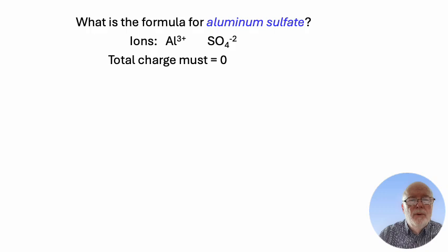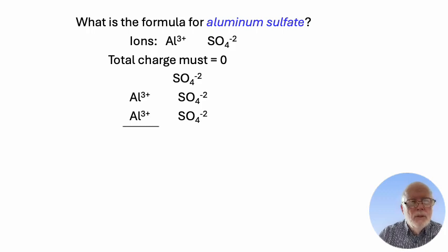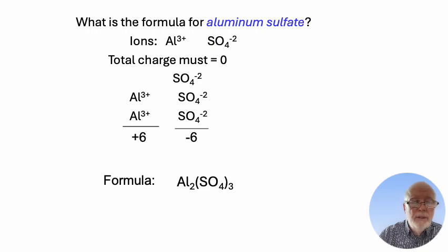So as we did before, the total charge must add up to 0. So here's the sulfate. I'm going to need 3 sulfates and 2 aluminums to get the total charge to add up to 0. So for the aluminum, that would be +6, and for the sulfate, that would give me -6. That gives me 0. So how do I write the formula? I'm going to write it with 2 aluminums and 3 sulfates. So the formula would be Al2(SO4)3.